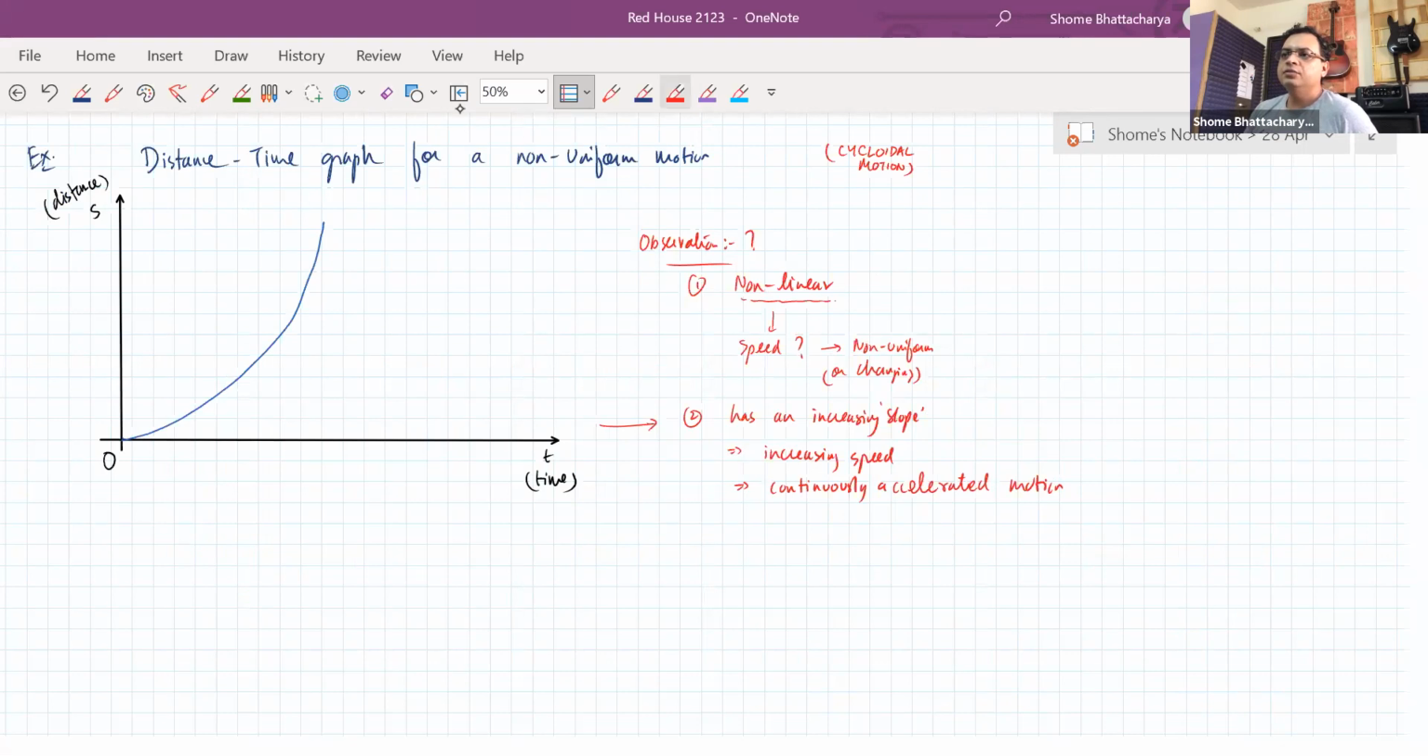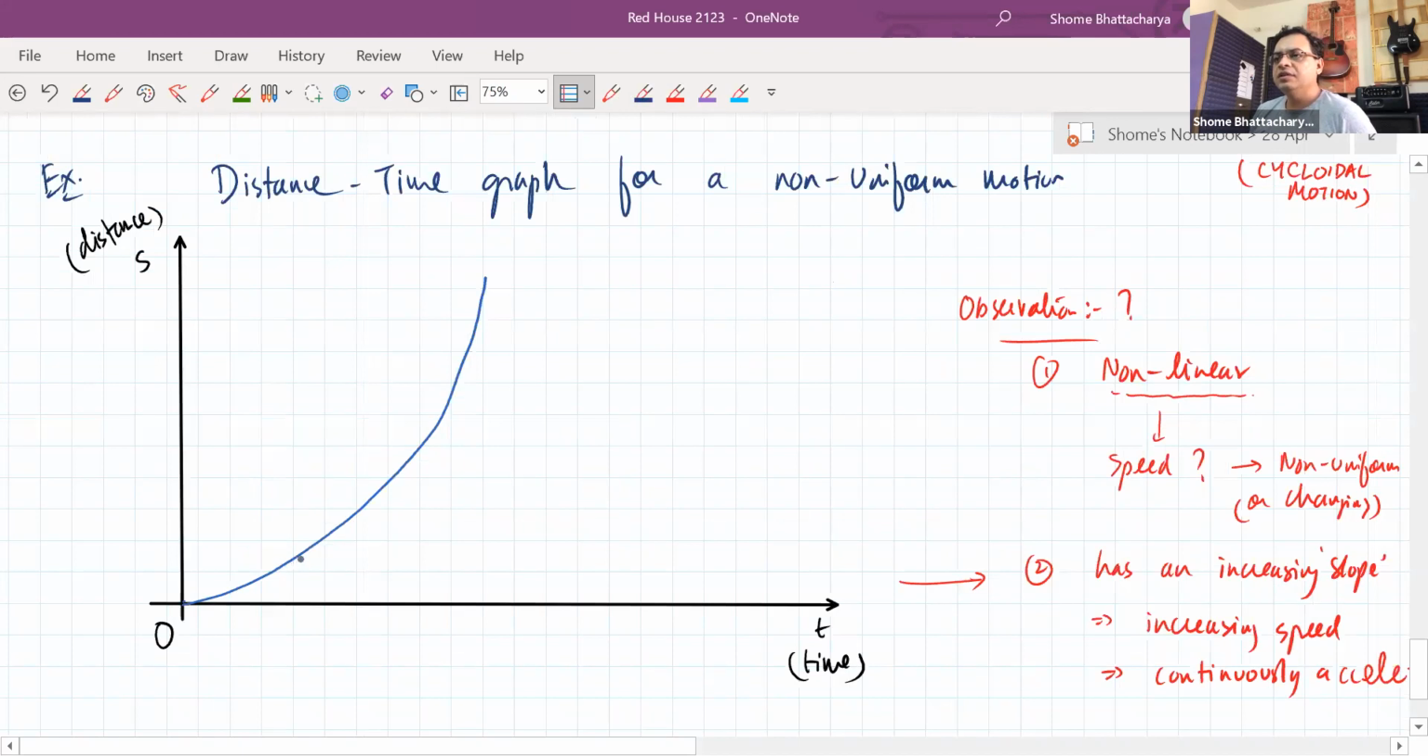Now, how do I know it is accelerated motion, how do I know the speed is increasing? Let's try to understand this. If I were to calculate the distance traveled in some interval of time, delta t, this is delta s1, let's say, because it's from time t1 to time t2. So t2 is equal to t1 plus some delta t.